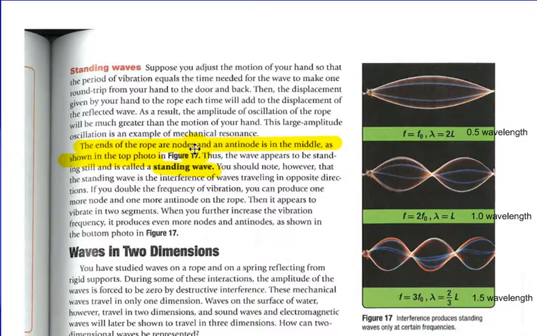So the ends of the rope are nodes. We talked about this earlier, the areas of cancellation. There's an area of cancellation, so node, node, node, node. And in between the nodes is an area in which they interfere constructively. So here's node, antinode, antinode, antinode, antinode. So nodes are areas of destructive interference, as we talked about earlier. Antinodes are areas of constructive interference, making a wave that's bigger than previously.